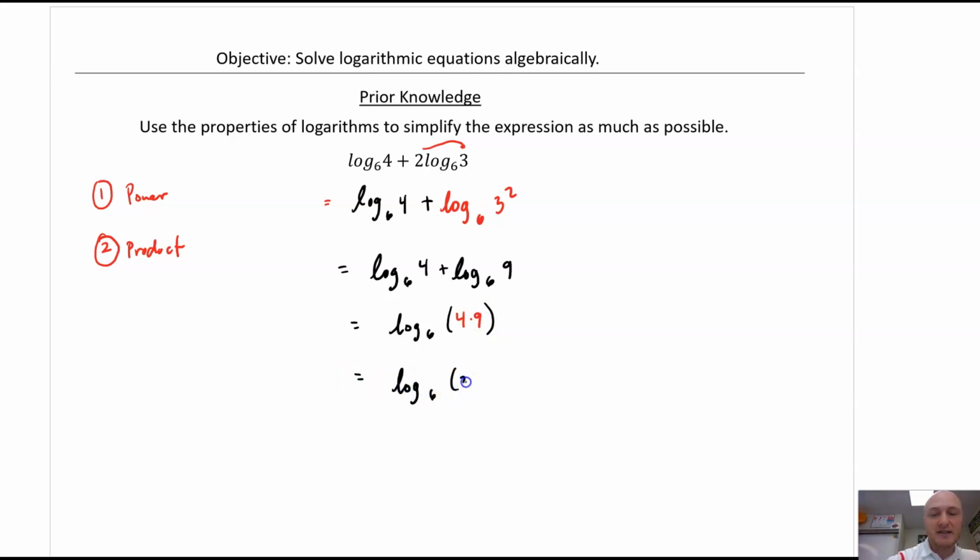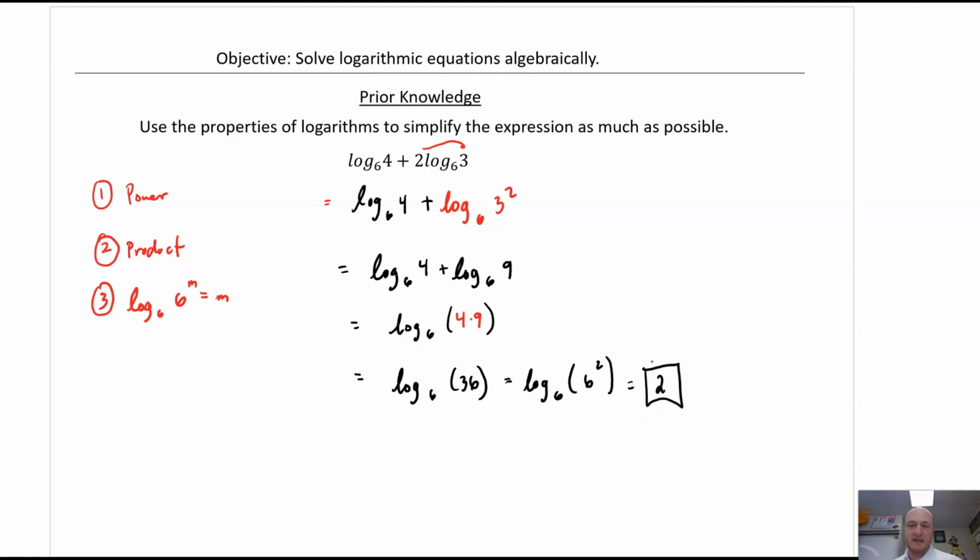I have log base 6 of 36, and then here I'm going to use an identity property, which just says that if I have a logarithm where the argument is the same as the base, I can cancel these, and the answer is just the exponent. So I'm going to rewrite 36 as log base 6 of 6 squared, and then the exponential base and the logarithmic base cancel to give us 2. So we're going to be doing some of that today when we solve these equations.